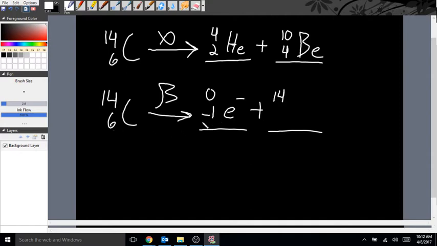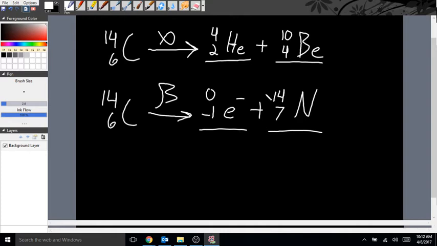6 minus -1. All right, so when you subtract a negative number, it's the same as adding a positive one. So 6 minus -1 is the same as saying 6 plus 1. That gets me 7. Go to the periodic table, and element number 7 is nitrogen. This typically is the nuclear decay reaction that carbon-14 does go through when it does decay. And it makes sense, the most common isotope for nitrogen is 14. Just to give you a little bit of extra knowledge there.